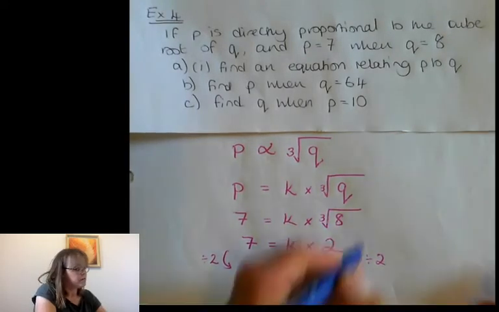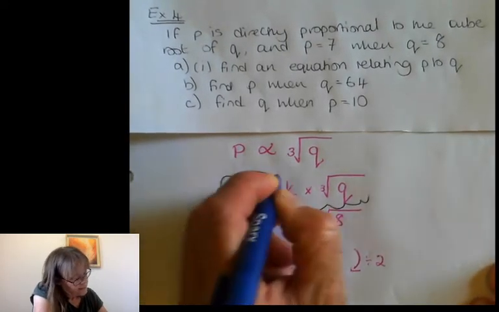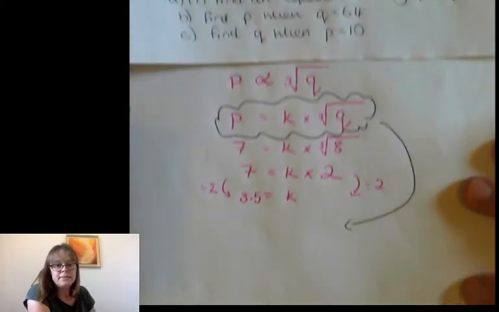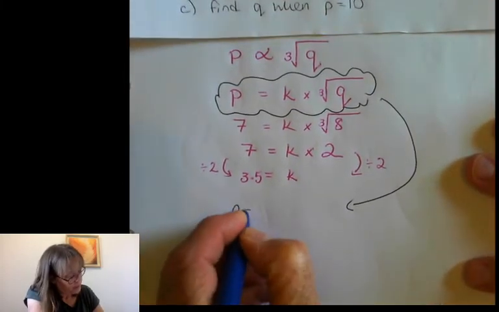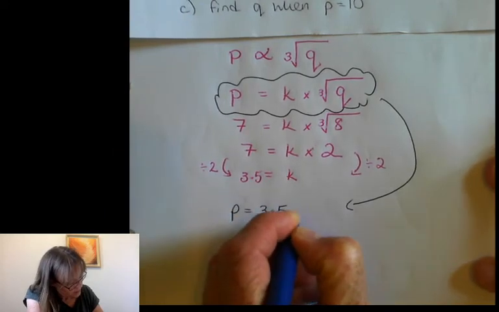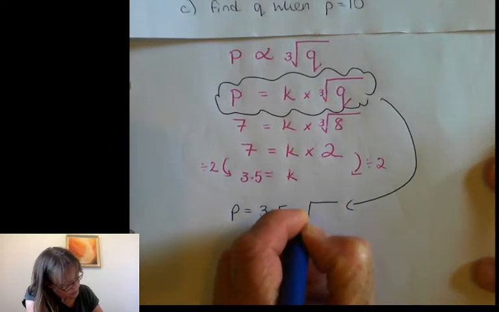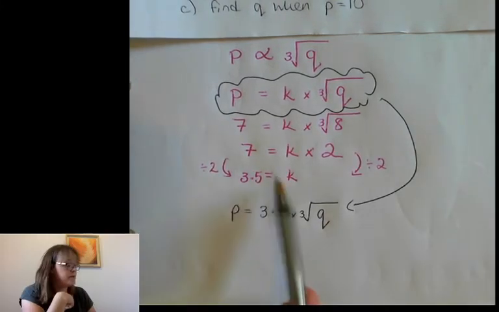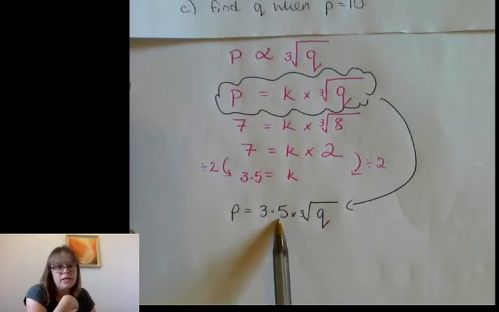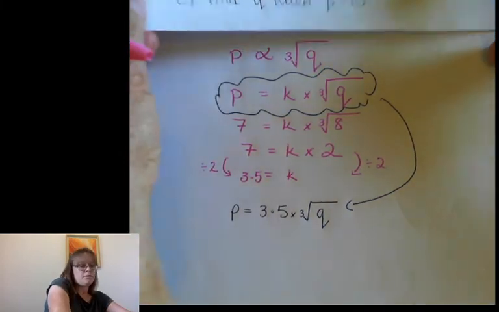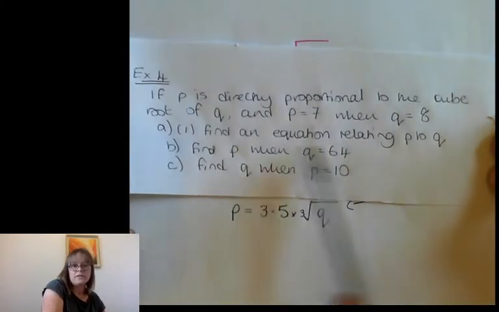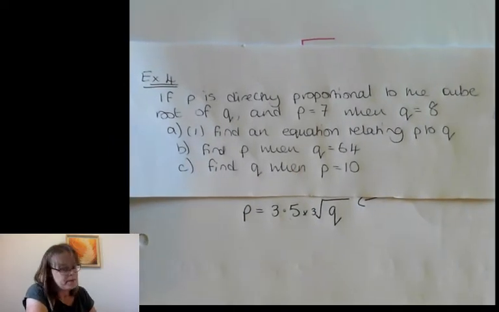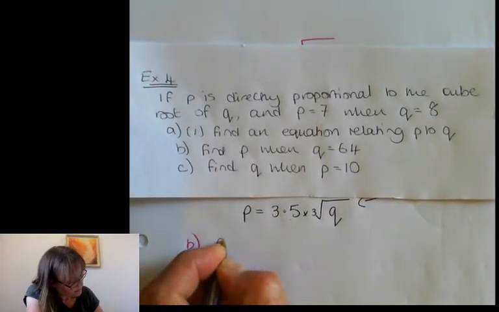Now, just before I forget, don't forget, this bit here needs rewriting with your k value in. So p equals 3.5 times the cube root of q. Okay, so all I've done there is put my k value into the equation. Next up, I've done part A, I've found the equation, but now I need to do B and C, and to do that each time I'm going to start with that equation and fill the numbers in.